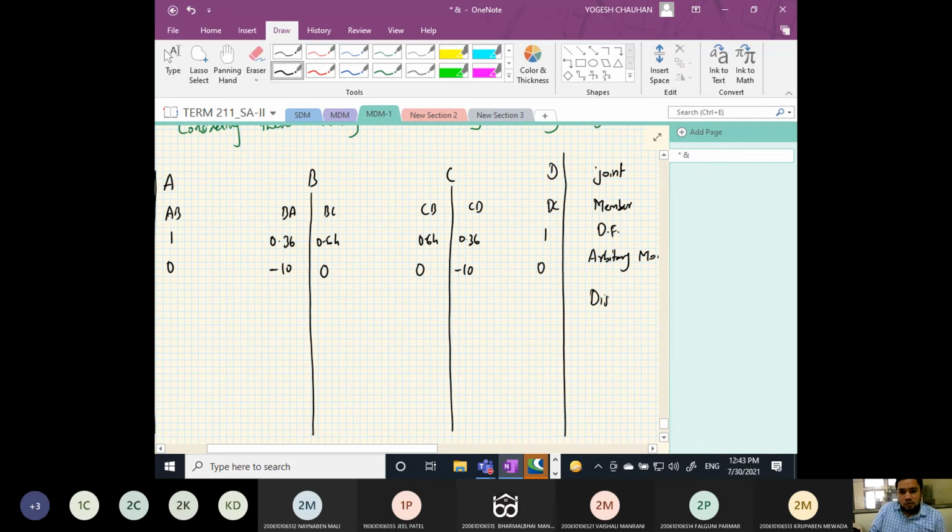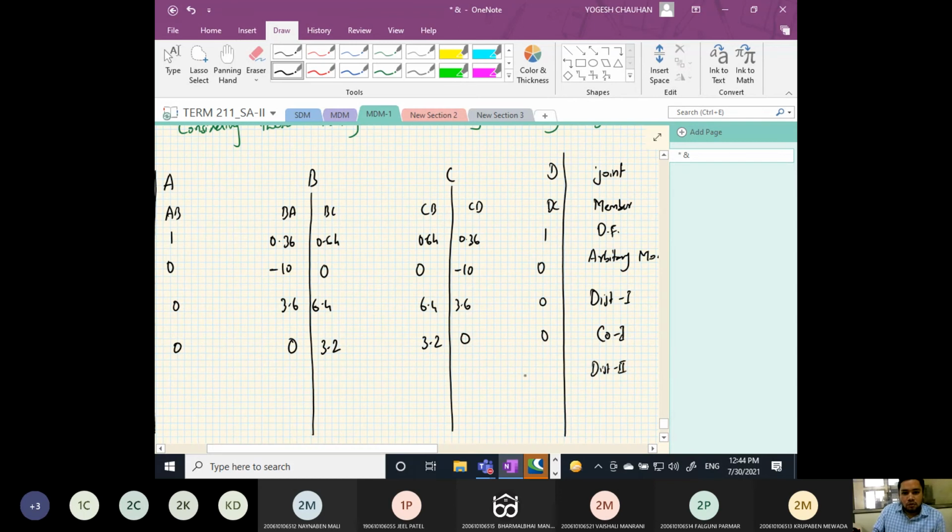So distribution 1. So here the unbalanced moment is minus 10. So balance this 10 into 0.36. So this will be 3.6. This will be 6.4. Same way this will be 6.4. This will be 3.6. This will be 0, 0. Then carry over 1. So this cannot be carried forward here. So 0. Half of this will be carried forward here, that will be 3.2. Half of this will be carried forward here, 3.2. 0 here, and this cannot be carried forward here. 0.